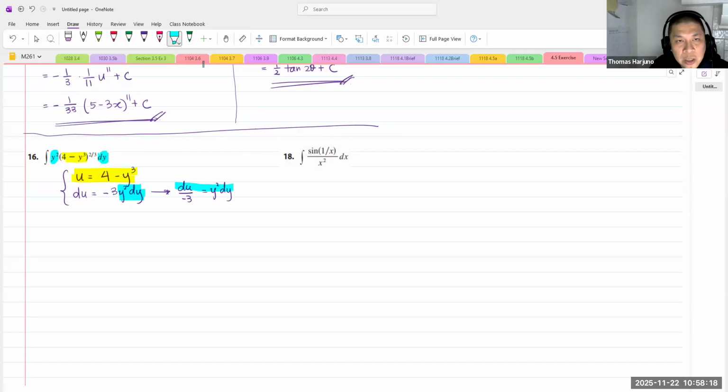Okay, so y squared dy later on will be replaced by du over negative 3. It's the integral of u to the power of 2/3 du over negative 3. Now that's negative 1/3. I will integrate this at the same time. U to the 2/3, when I add 1 to the exponent, I get 5/3, and then multiply the coefficient by the reciprocal of that new exponent, 3/5, plus constant.